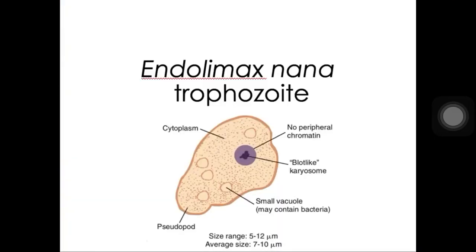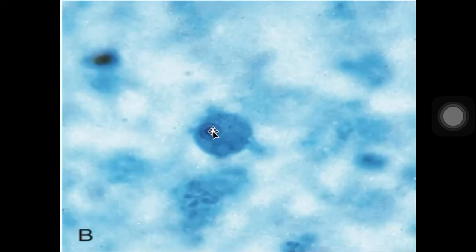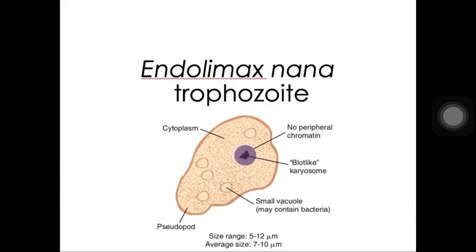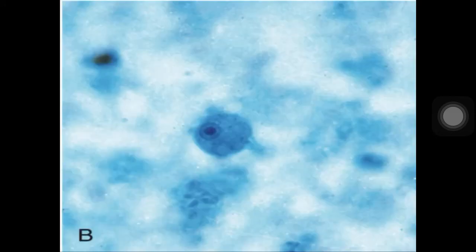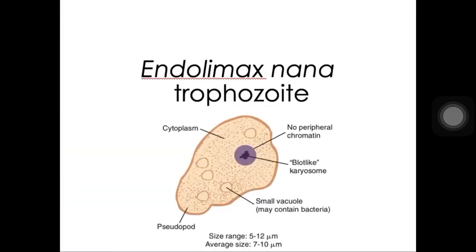Tapos one characteristic po of Endolimax nana, meron po siyang blot-like karyosome. So malaki yung kanyang karyosome. Ayan, meron siyang blot-like karyosome. And again, of course, presence of pseudopods. So, isang nucleus lang po yung present dito kasi trophozoite po ito. So, again, this one is your Endolimax nana trophozoite. Okay, so again, large karyosome, no peripheral chromatin on the nuclear membrane. Number 7.